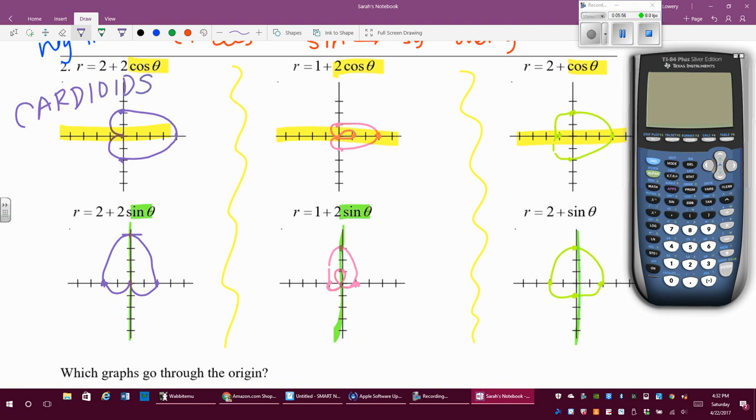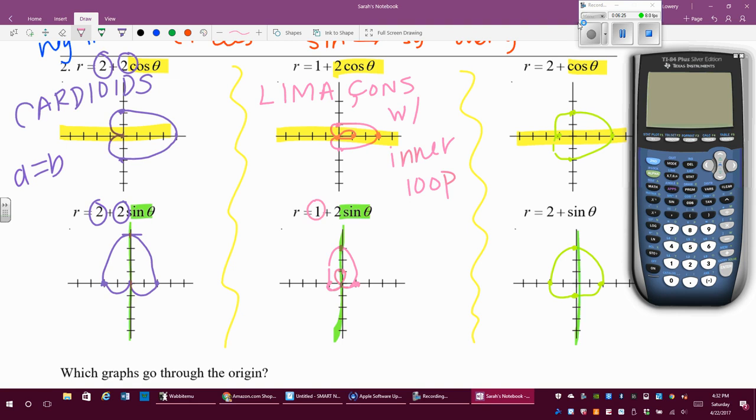Cardioids, okay? And you can recognize a cardioid anytime these two numbers are the same. In other words, A equals B. This next family of functions are called limacons, and these particular ones are with an inner loop. We can tell that they are limacons anytime this number is smaller than that number. In other words, A is less than B.